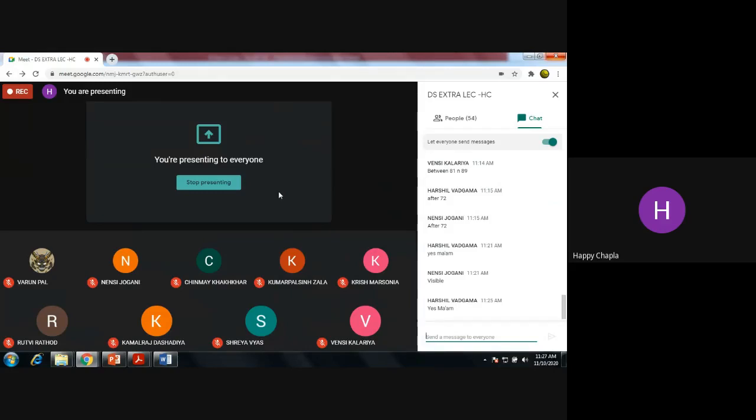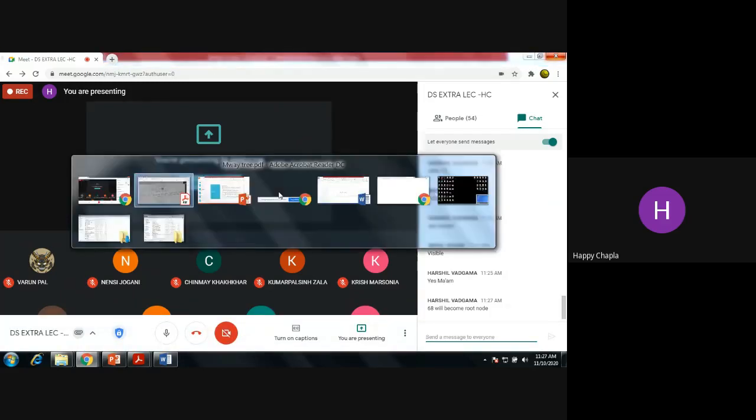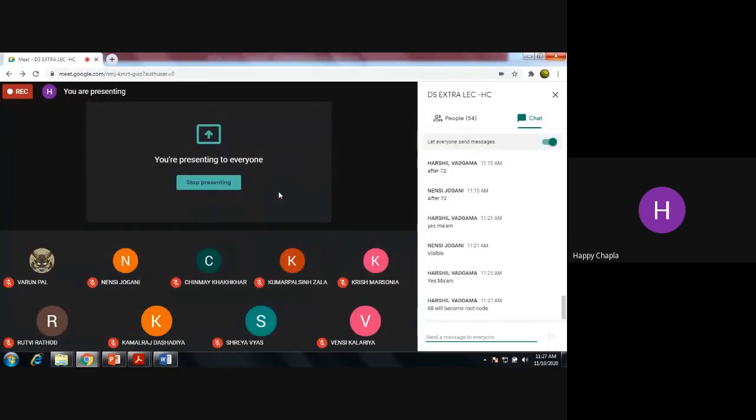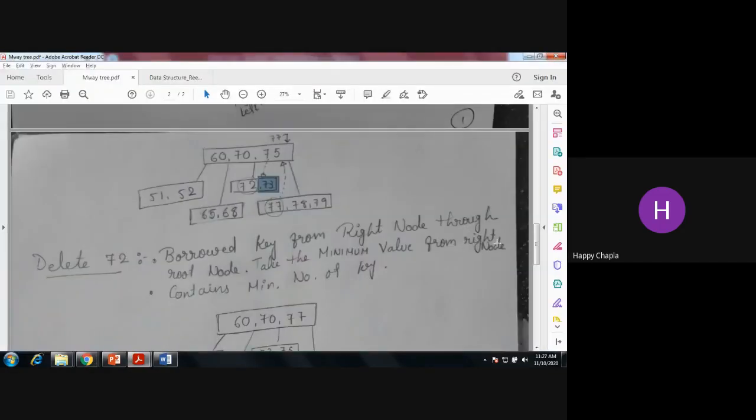We have 2 more minutes. See, what we have to do. No, 68 will not become the root node, Harshil. First, we have to ask the left sibling. The left sibling is 65 and 68.